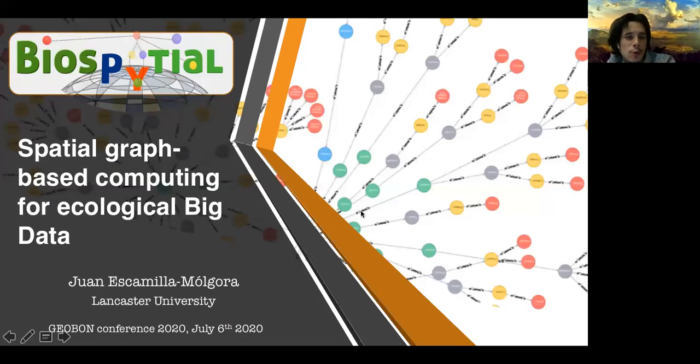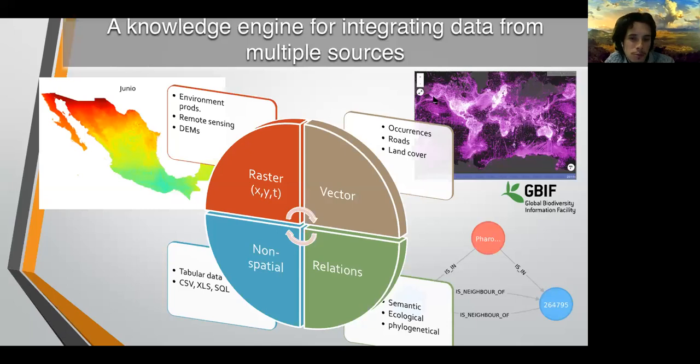Biospatial is a network-based engine to store environmental and biodiversity data in many different ways. It's scalable and it supports a large amount of data. The engine supports many different types of data.